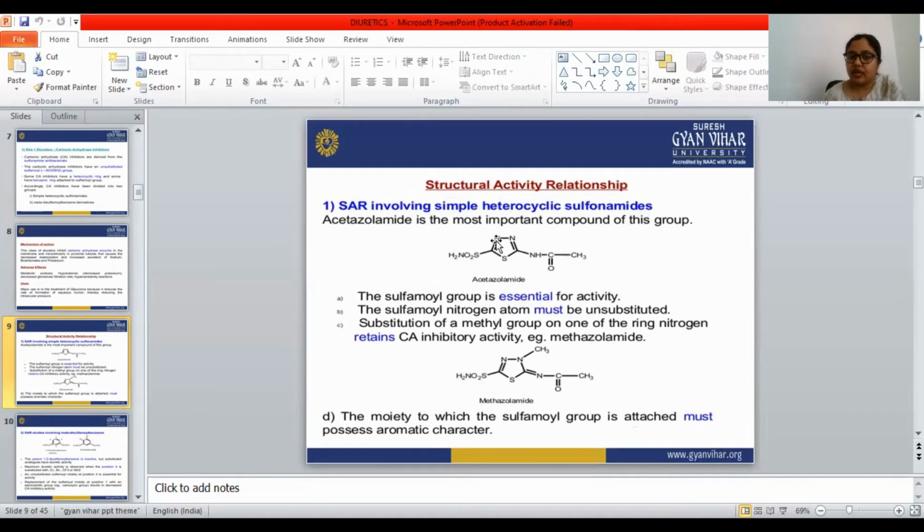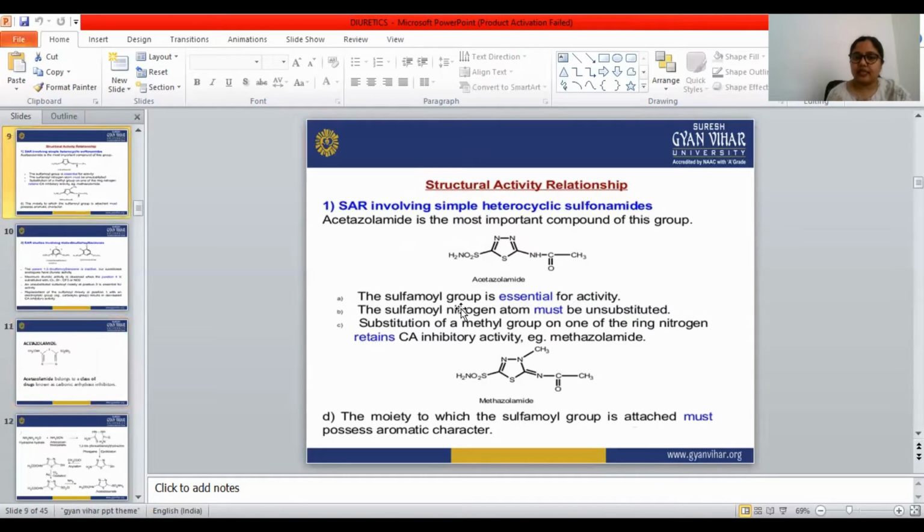And the sulfonyl nitrogen atom must be unsubstituted. If we are substituting a methyl group at the position, that also shows carbonic anhydrase inhibitor activity, and the example is methazolamide. Methazolamide is also a carbonic anhydrase inhibitor drug, and the same goes for acetazolamide. The moiety to which the sulfamyl group is attached must possess aromatic character, that is this group.